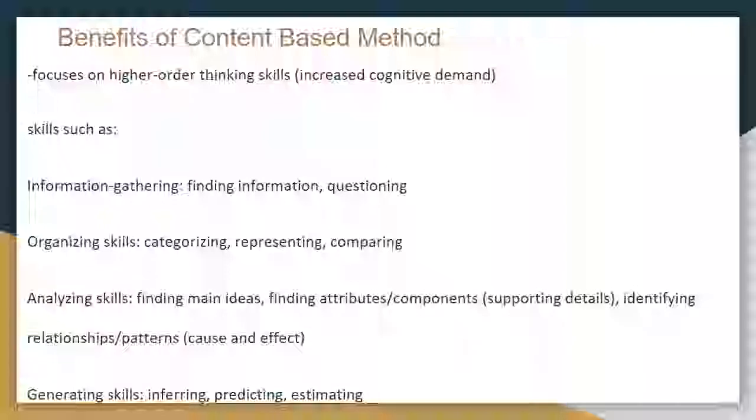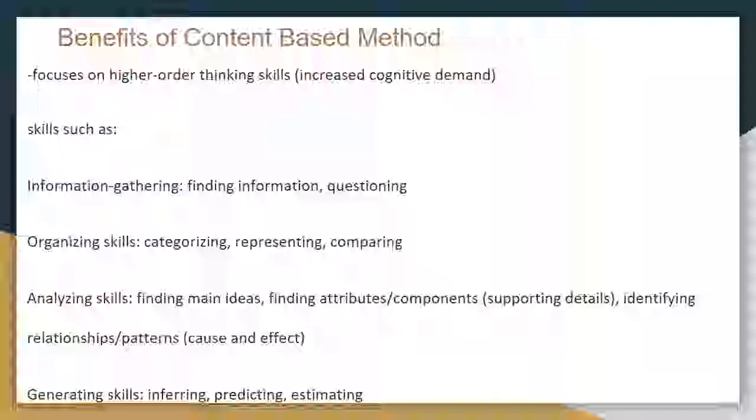Some important critical thinking skills that we've maybe mentioned slightly already is information gathering. So teaching students how to find information or how to ask questions to find out information or to form research questions. You also need to teach students organizing skills, which is another higher order thinking skill. So organizing skills could be like teaching students how to categorize information or represent information in a specific way or compare information together and how they connect.